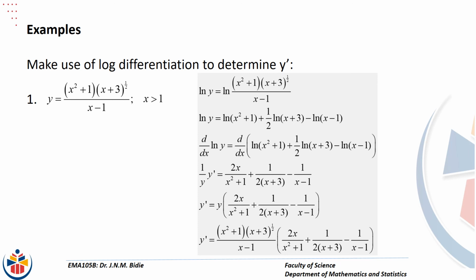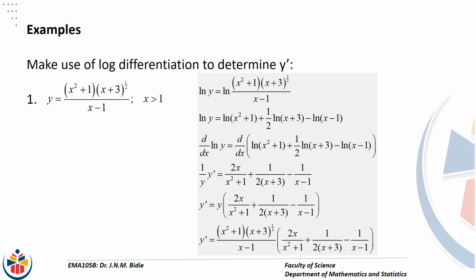So we simplify the right hand side. We know when there's a product of two functions, it's addition, and if there's a quotient, you subtract. So it's ln of x squared plus 1, plus ln of x plus 3 all to the power half, minus ln of x minus 1. And then we recall that ln of x squared is the same as 2 ln x. That is why we have half times ln of x plus 3.